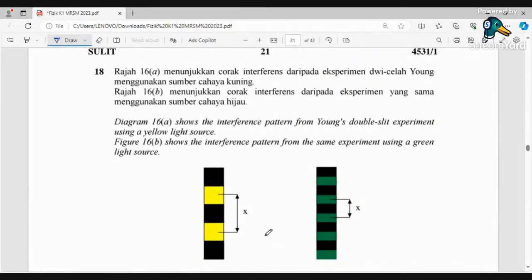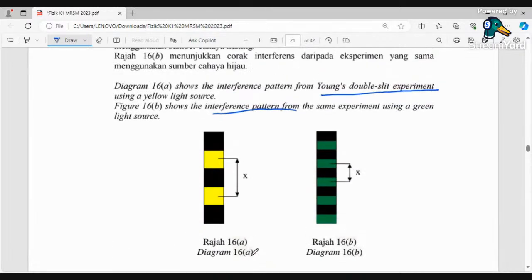Okay, number 18, interference pattern, Young double slit. Ini light. Kita tengok color, ini yellow, yellow light, ini green light. Okay, bila nampak soalan ini, boleh tulis dia punya arrangement tu, untuk color. Okay, red, orange, yellow, green, blue, indigo, violet. Okay, wavelength decrease dari red to violet.